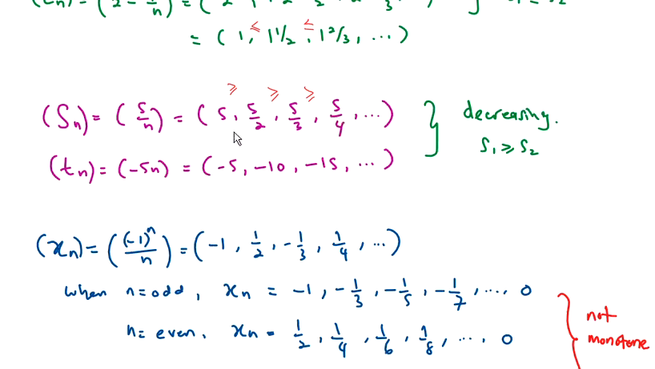Okay, for the sequence T sub n, minus 5 is greater than minus 10, minus 10 is greater than minus 15, and so on. So both sequences are decreasing, using the definition of decreasing sequence.